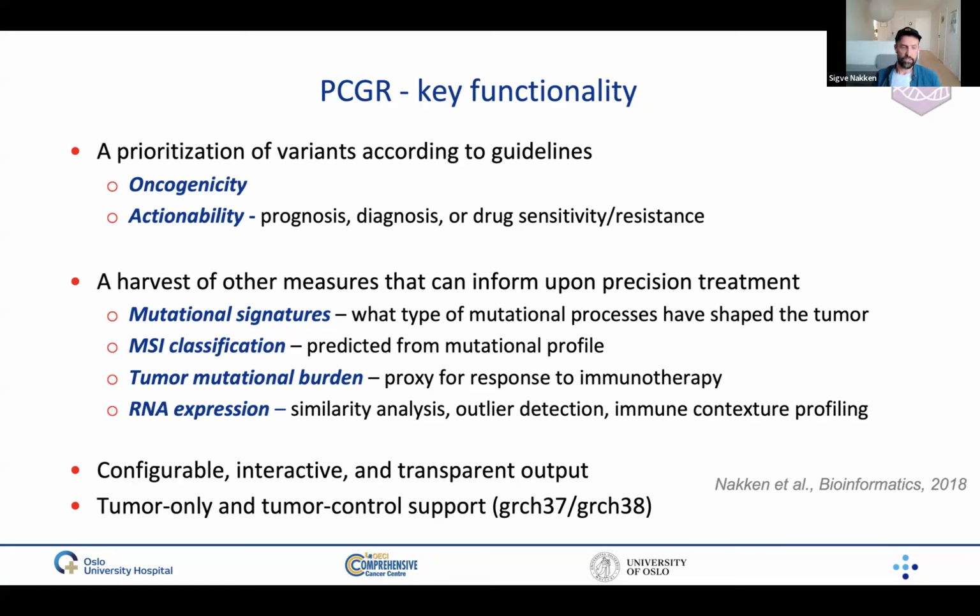PCGR is also trying to do a lot of other things. I won't go into detail here, but the message I want to convey is that the tool is more than a variant interpretation tool. It also tries to harvest a lot of other measures that can inform upon precision treatment. So it reports upon mutational signatures. It classifies the tumor with respect to microsatellite instability. We report the mutational burden, which is important as an indicator for immunotherapy questions. And we are starting to address RNA expression analysis.